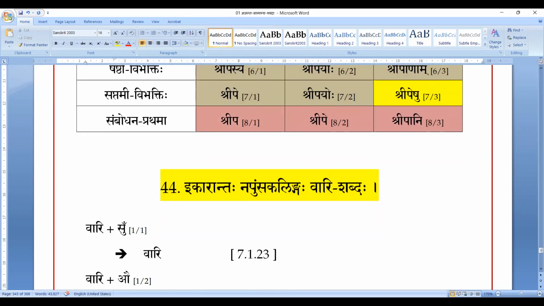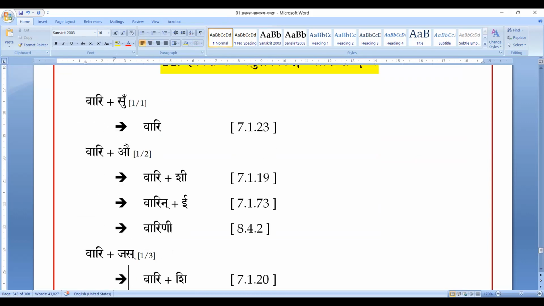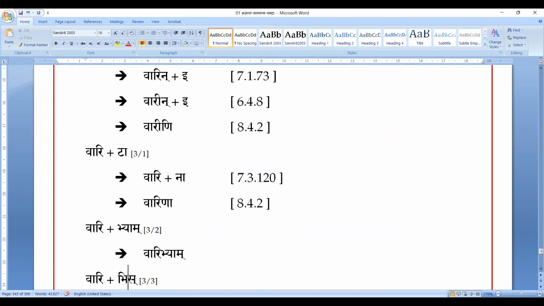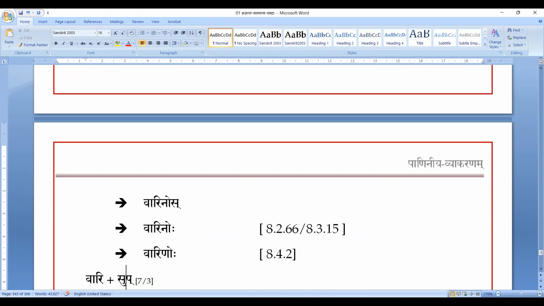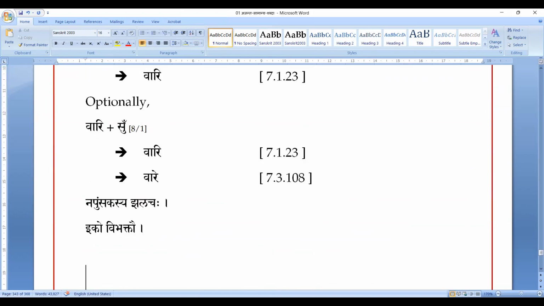Next Shabda, Vari Shabda. Vari Shabda already we have seen. Iko Achi, Bhakto, with Achi, without Achi. So Vari Shabda, all the forms. And Sambodhana we have 2 forms. Vari, Hevari, Hevare. That is important.